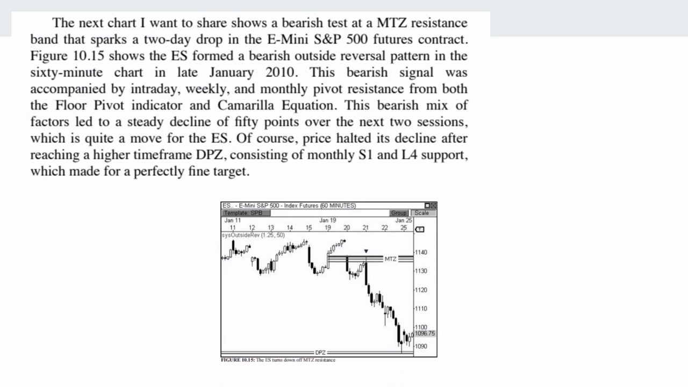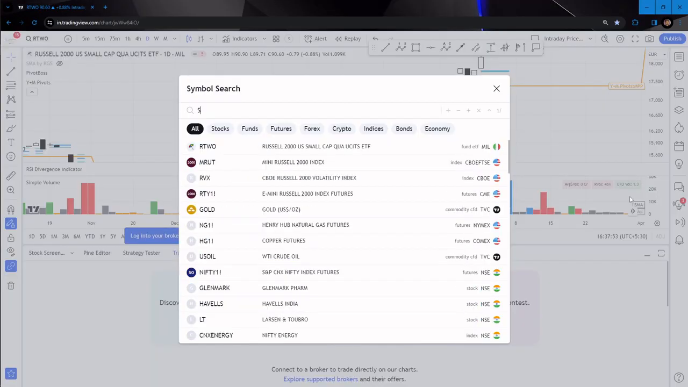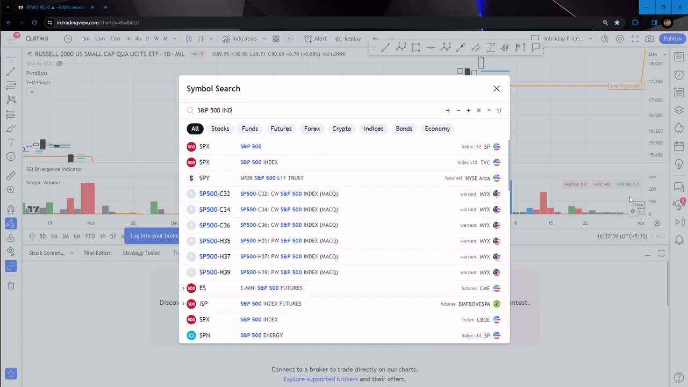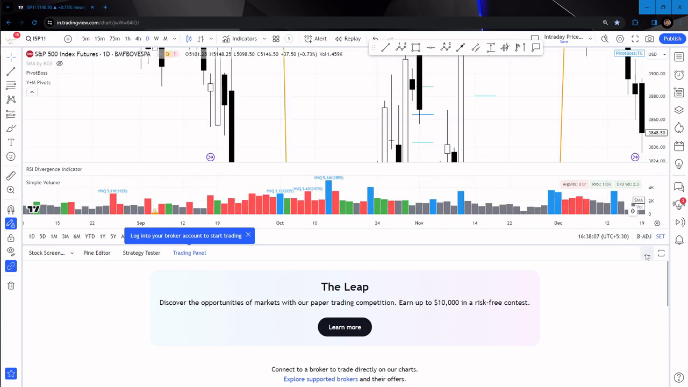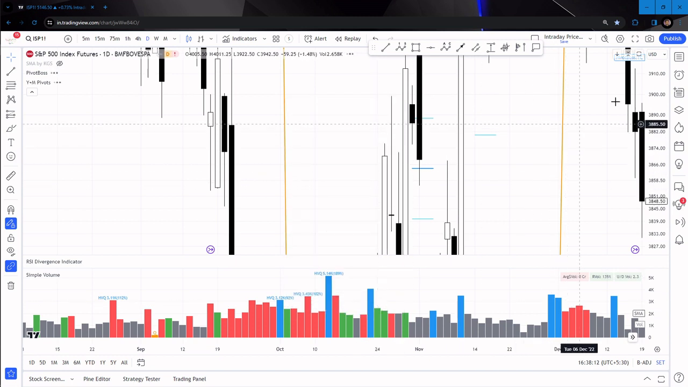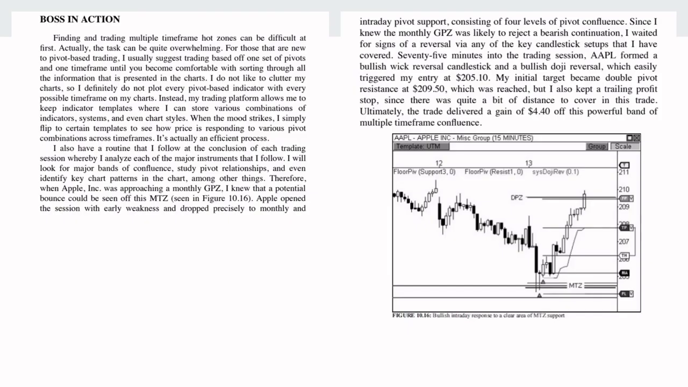But this again is 2010, and I'm not able to see it in there, but let me give it a try. S&P 500 index futures, right? Okay, here we have it, but I'm not exactly sure. Let me go to the year 2010 again. Okay, we only have data till 2012, we are not having it. So this is what it is all about, the multiple time frame hot zones.